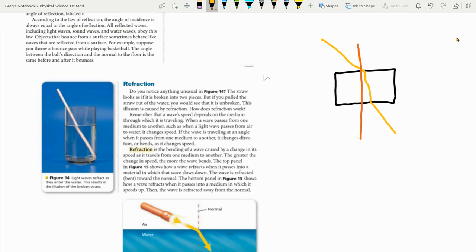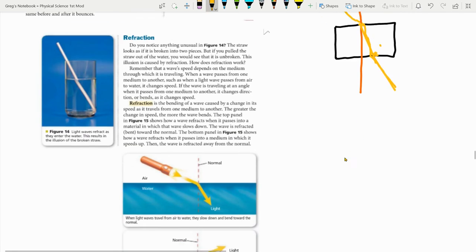Wish I could get a straighter line. I'm sorry, these lines are so crooked, but it bends towards the normal. Boom. And then once it leaves, it goes back to its original angle. I don't know if I can get this or not, you guys. I'm trying to use a straight edge here. And it goes back to its original angle, but it's going to bend towards the normal.